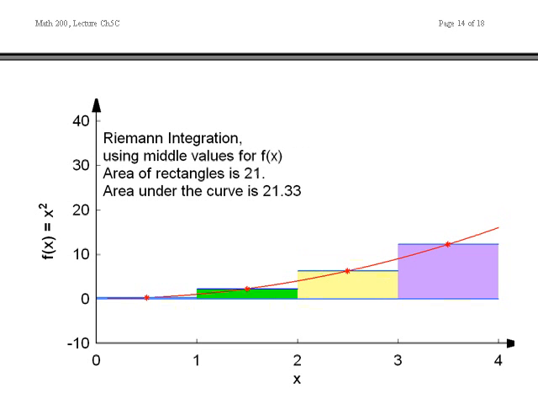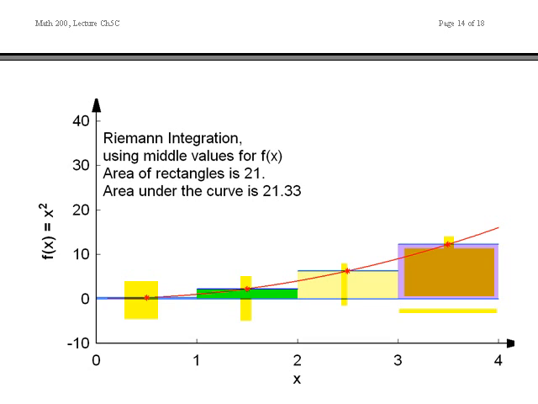Here's the same situation, same partition, but now I'm going to use the value of the function in the middle of the subinterval. In the middle of the subinterval 3 to 4, and this creates a rectangle. Here's the purple one. You can see now I've got the value in the middle between 2 and 3. Here's the value in the middle between 1 and 2, and here is a value between 0 and 1.